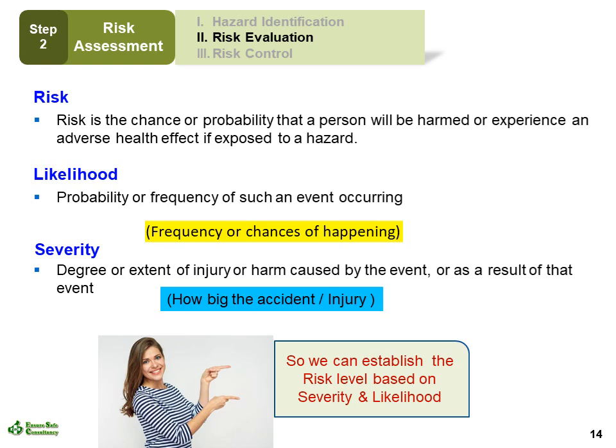Risk. Risk is the chance or probability that a person will be harmed or experience an adverse health effect if exposed to a hazard. Likelihood. Probability or frequency of such an event occurring, frequency or chances of happening. Severity. Degree or extent of injury or harm caused by the event, or as a result of that event, how big the accident, injury. So we can establish the risk level based on severity and likelihood.